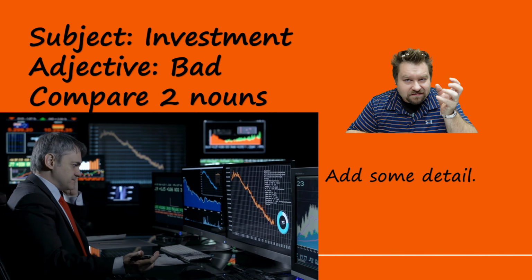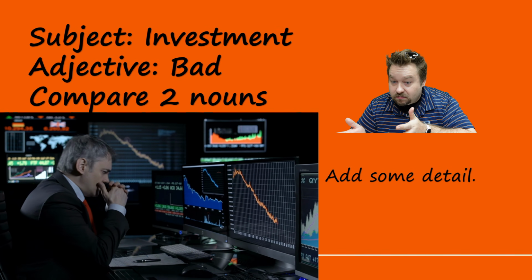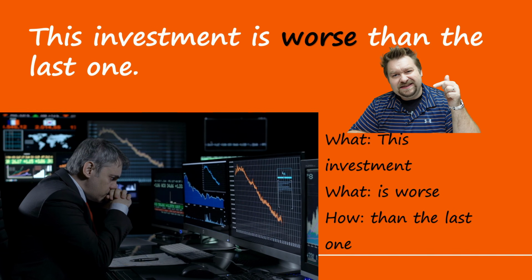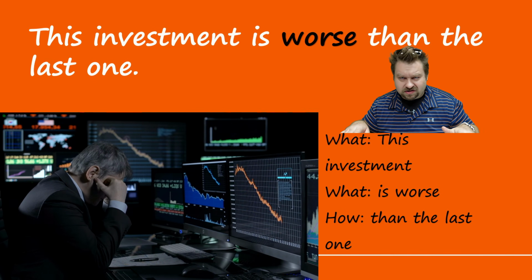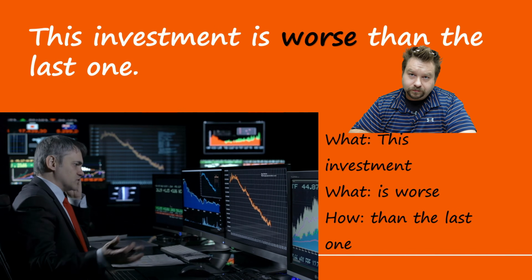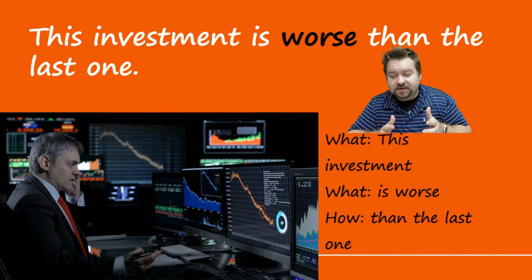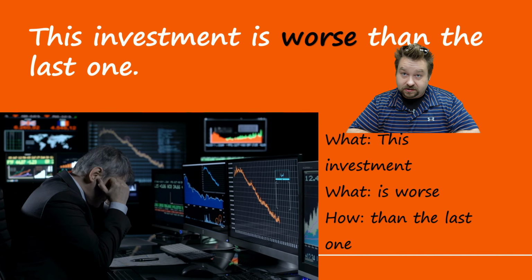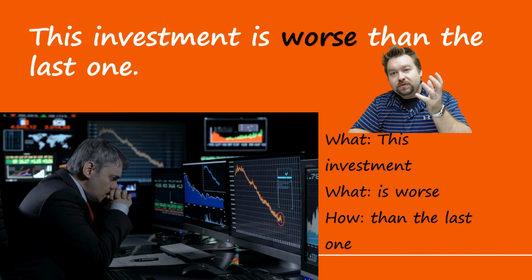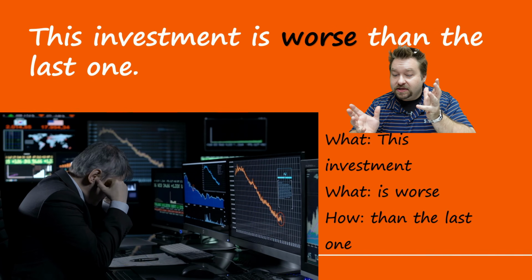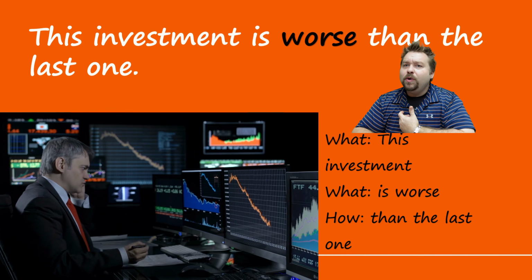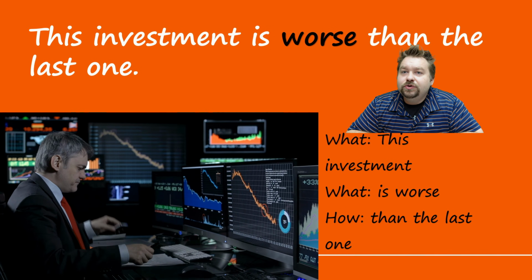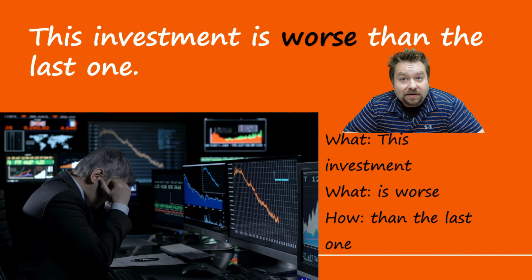Okay. Now let's look at the opposite, the negative, right? Our subject is an investment, and our adjective is bad, but we're going to compare it for two nouns. Let's look at the answer here. This investment is worse than the last one. That means before I had an investment and it wasn't very good, but this one is more bad. It's worse. So when we break this sentence, we say what? This investment, what, is worse? How? How is it worse than the last one? Okay, so comparing two nouns with this isn't too bad, right?